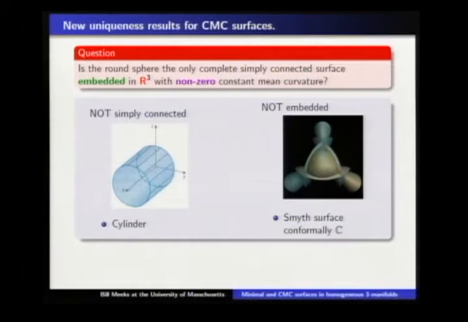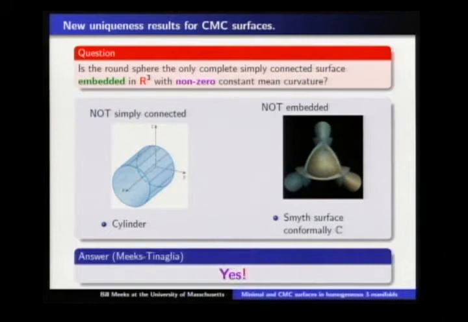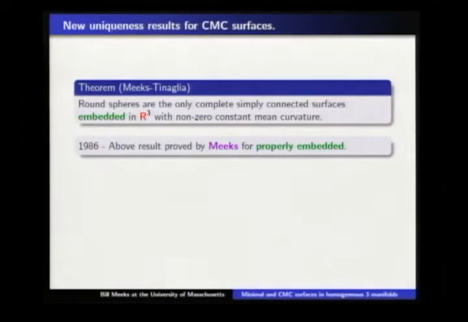So we have cylinders, not simply connected. And we can even map the plane into R3 conformally, but it's not embedded. Okay, so we have these constant mean curvature planes, but they're not embedded. And so the answer to the question is yes. I'm going to try to indicate at least some idea about why this might be the case. In particular, we have this theorem: spheres are the only complete, simply connected surfaces embedded in R3 with non-zero constant mean curvature.